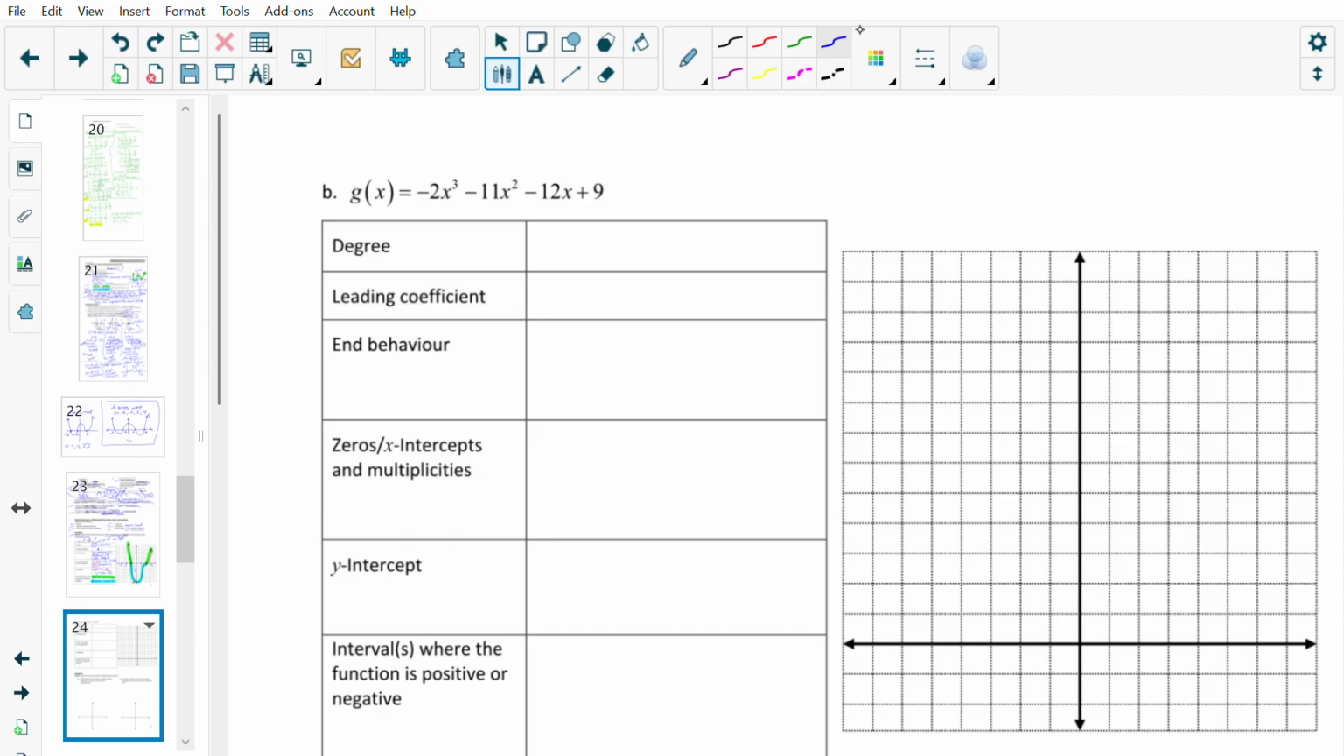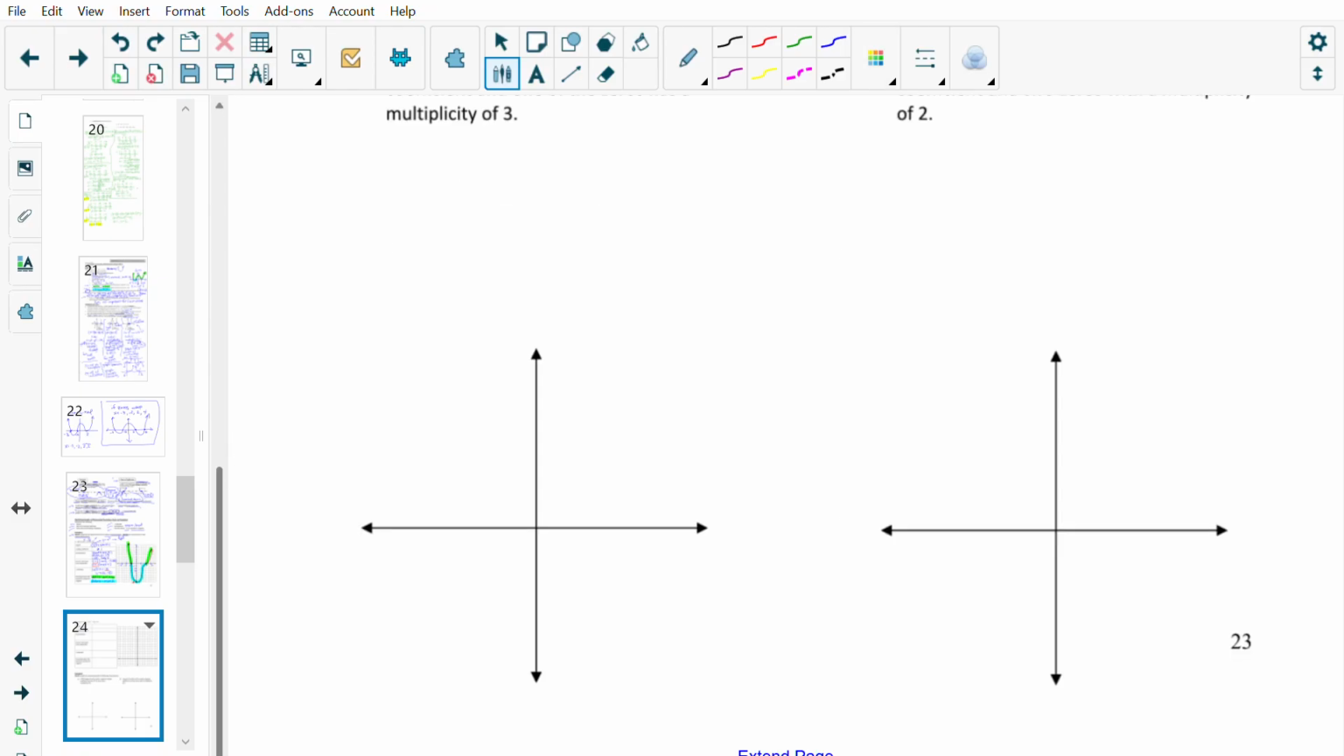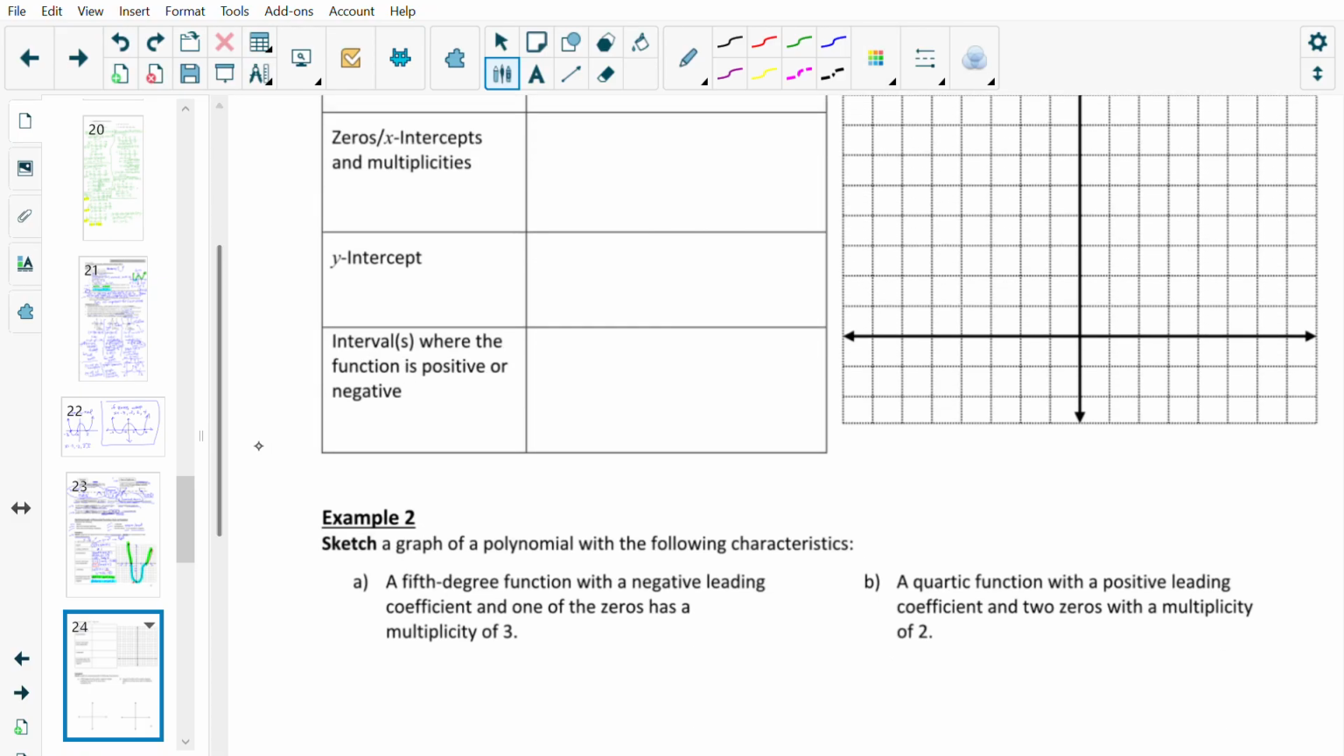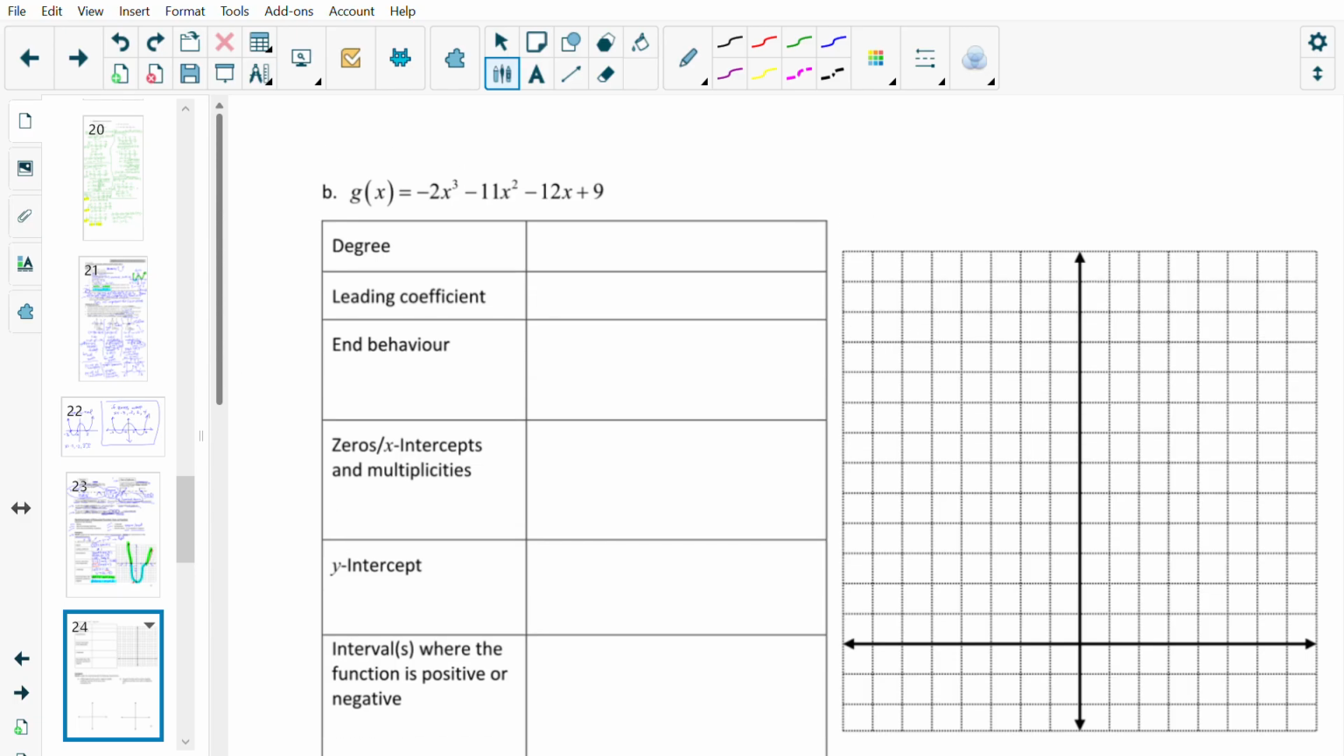Okay, next one. g of x equals -2x cubed minus 11x squared minus 12x plus 9. Oh, man. Okay, we're not going to make it easy on you. We have to factor that, right? Remember, we're not using technology. So what do we do when we factor this?